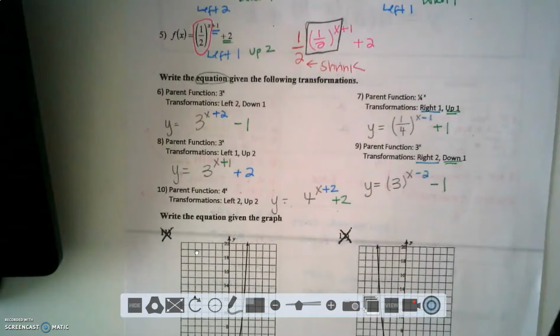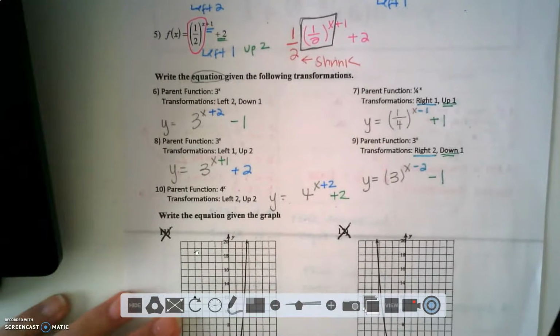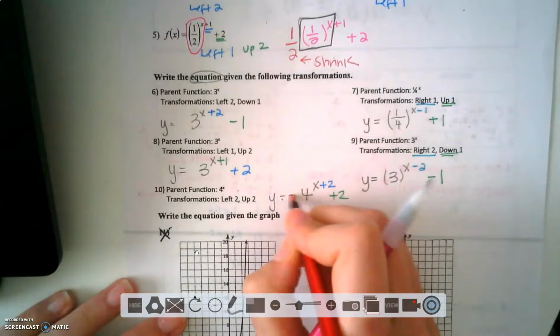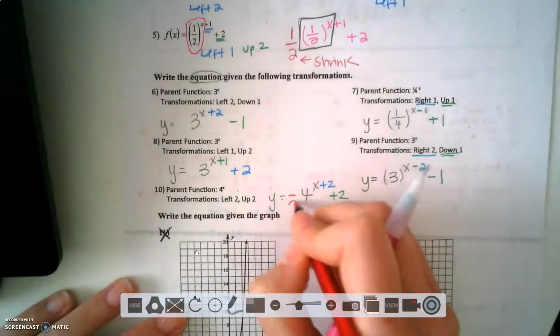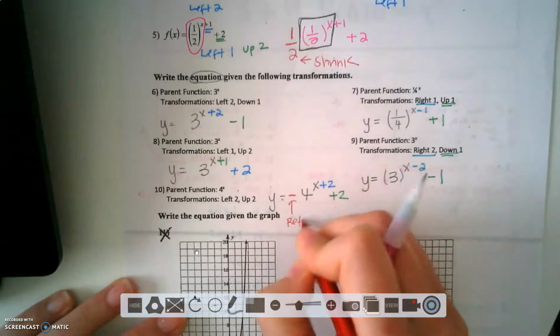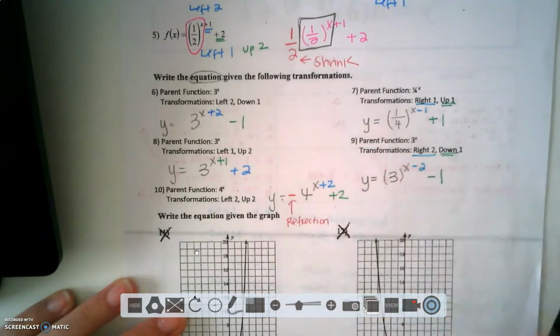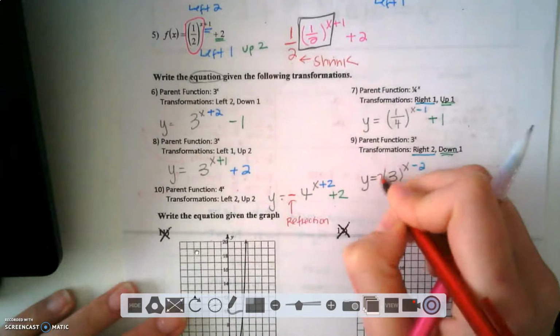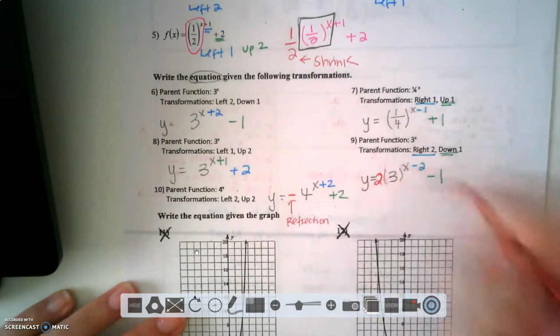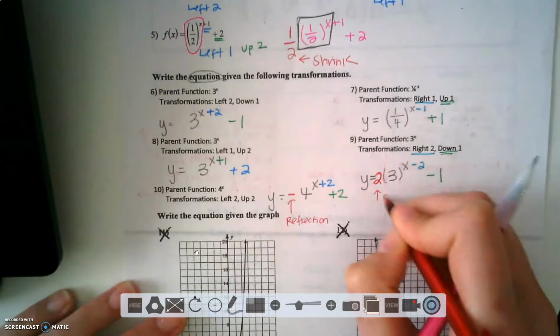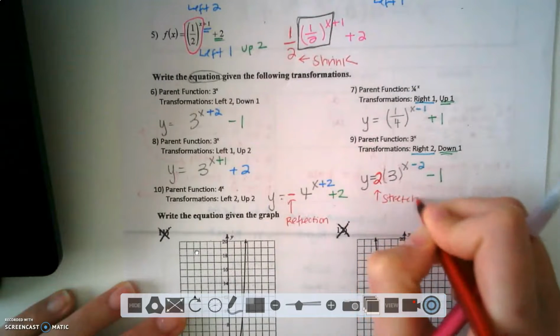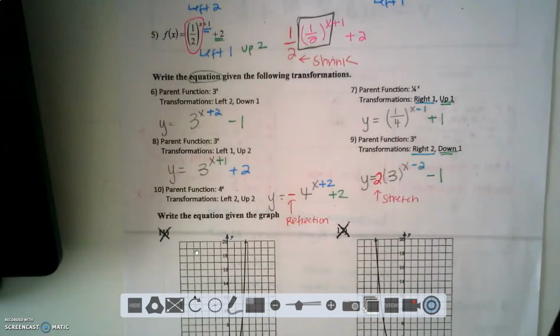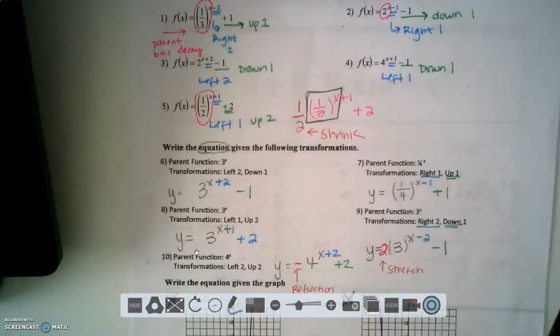Now, what if I threw in the word reflection? What if I said to reflect? Remember, that's just the negative on the outside. That's a reflection. What if I added a 2 out front of this equation? That's a stretch. But having both of these skills in your toolbox will be super important for your quiz on Friday.